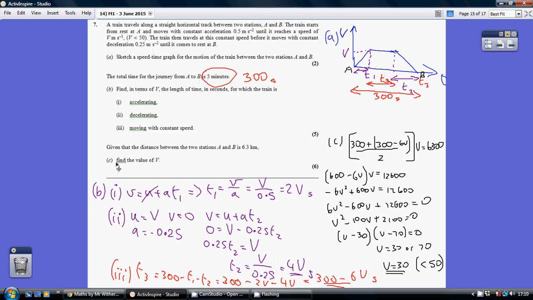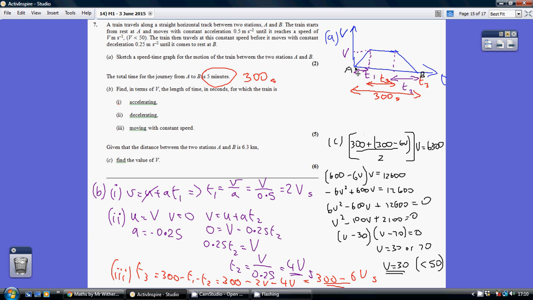Now for part C, find the value of v. Now we know that the distance between the two train stations is 6.3 kilometers, which is 6,300 meters. Now the distance represents the area under a velocity time graph. So the area of this trapezium here is 6,300. So that's what I'm doing down here. How do you work out the area of a trapezium?